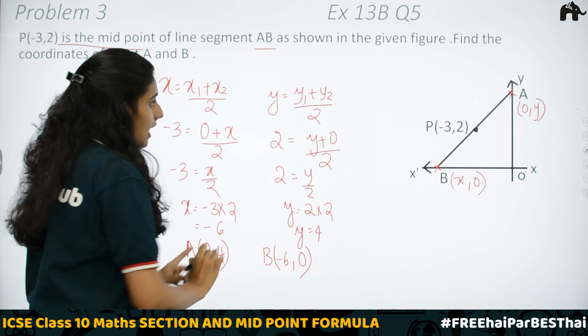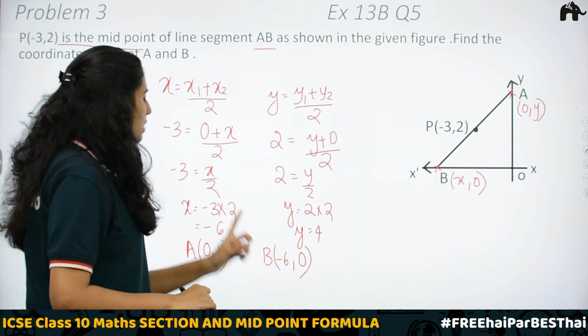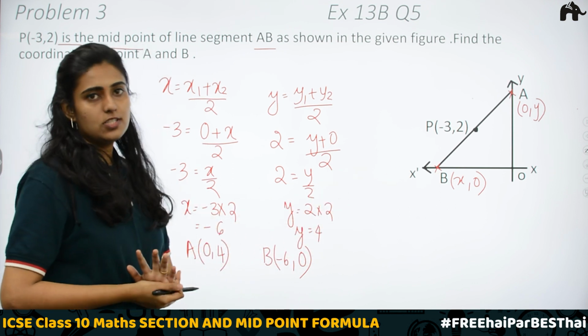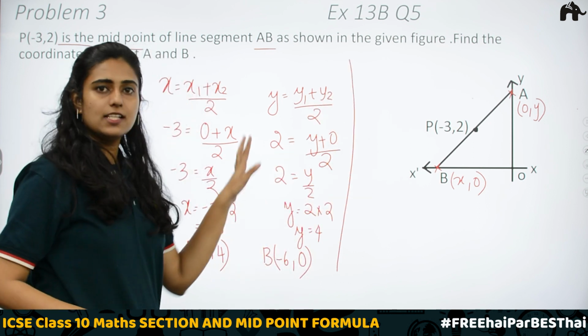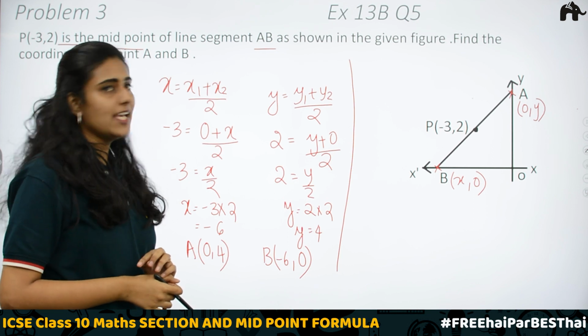Since the point A lies on the y-axis, the x coordinate is 0, and point B lies on the x-axis, the y coordinate is equal to 0. If you remember this point, you can easily solve this question. Clear? Let's move on to the next problem.